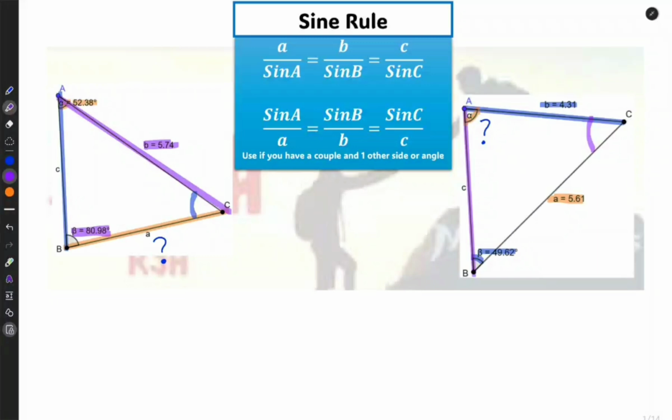Let's look at each one of those sums we just did in that quick overview, but let's slow it down a lot so that you really know what's going on and how to use these rules. So in the previous video, I said you are always going to get 3 pieces of information for every triangle.